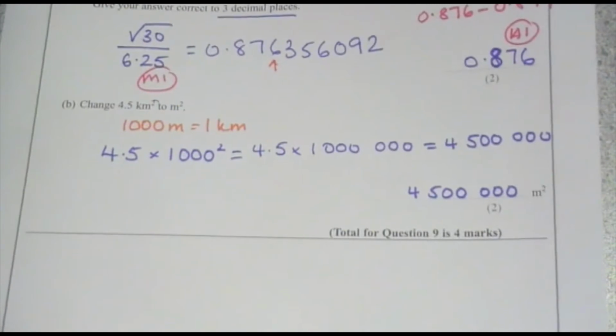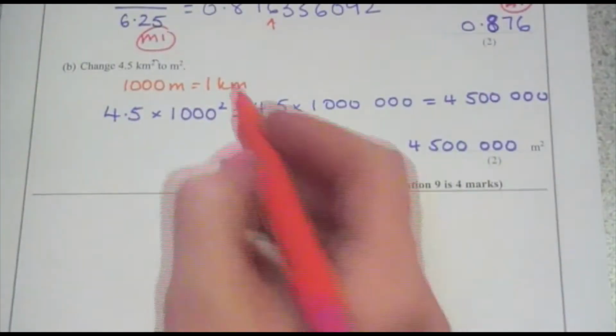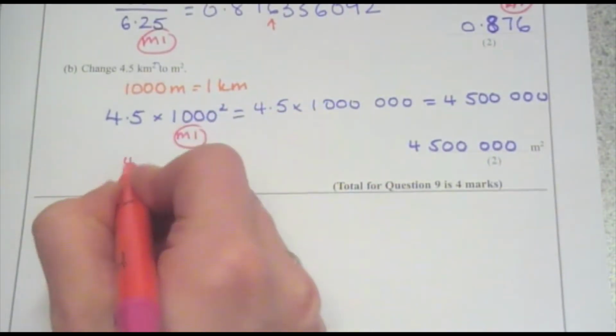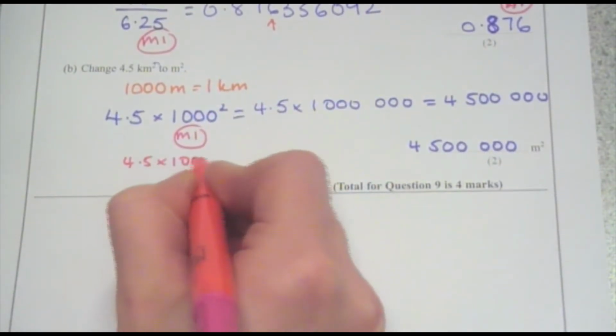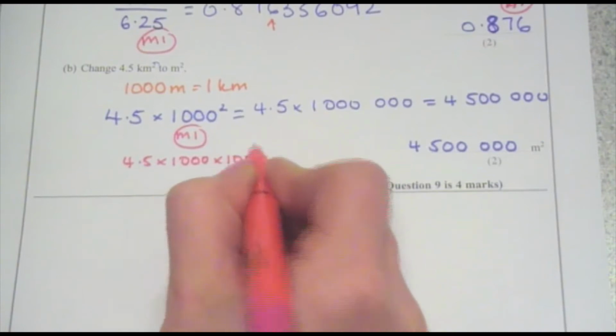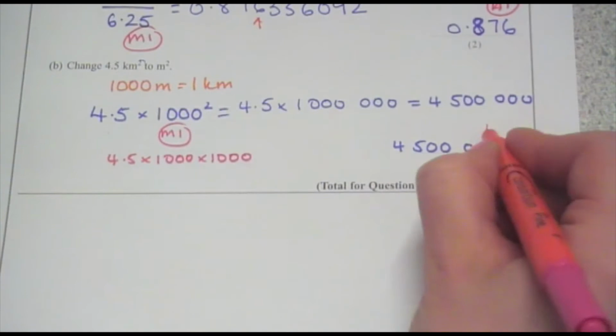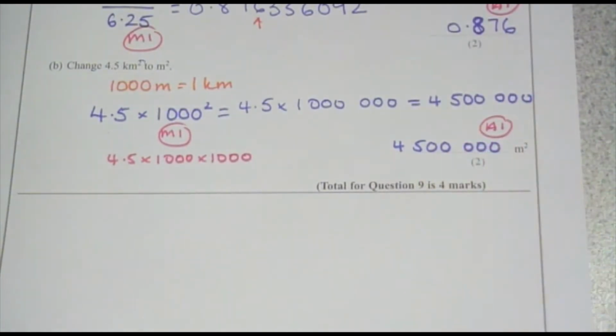For part B, I would get 1 method mark for multiplying 4.5 times 1,000 squared, or you may have done it as 4.5 times 1,000 times 1,000. And I would get my second and final mark for the answer of 4,500,000.